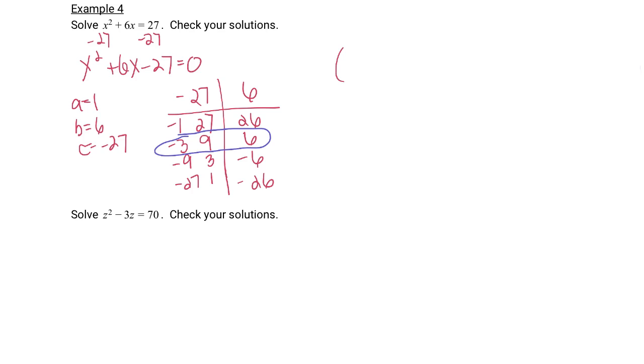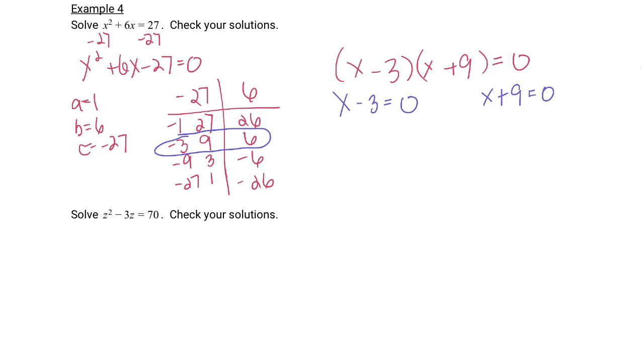We factor the way we know how: x in front of each parentheses, negative 3 and plus 9 on the back. Only thing different now is we're going to have an equals 0. So last week we learned that if two factors multiply together to get 0, at least one of them must be 0. So now we take these factors and we set them equal to 0 separately. X minus 3 is 0, x plus 9 is 0.